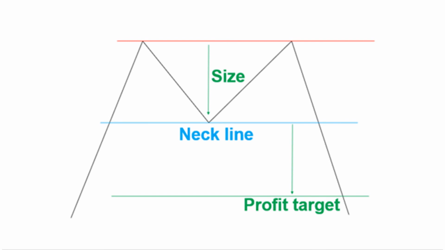And for setting profit targets, you should use the structure, meaning the double top pattern, to extrapolate how far the potential price move could go. Because you can set your profit target to be equal to the height of the pattern. You can measure the height of the double top pattern from the neckline to the top, and then put the size down to get the profit target.